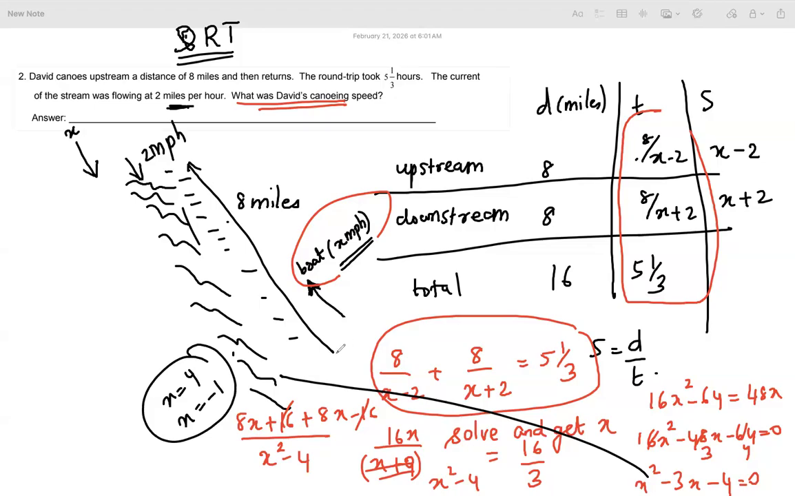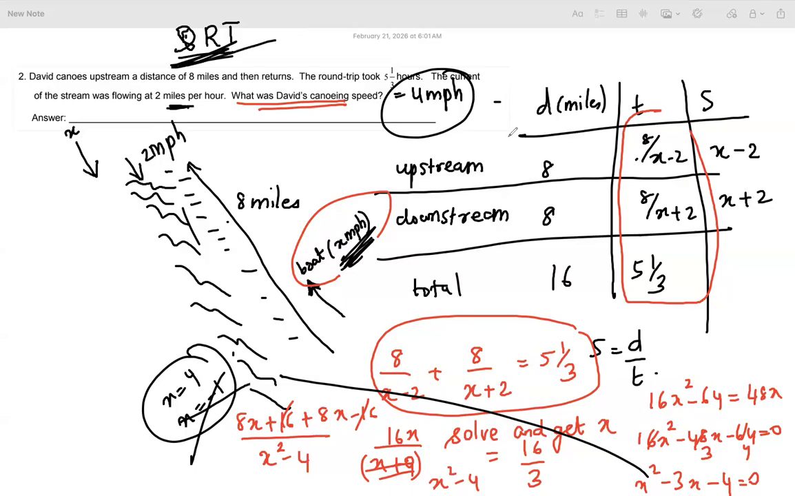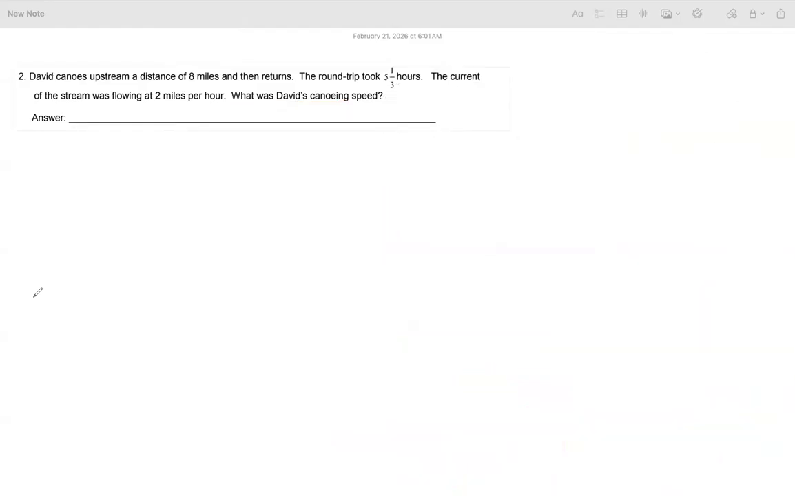Makes sense? But when you think about it, x is your speed in miles per hour, so minus 1 is an invalid value. So your boat or canoe speed is 4 miles per hour. Any questions? If you put the table for distance, rate, time, please put the columns as distance, rate, time. See the units: this is miles per hour, this is miles per hour, and this is in hours. So if you put the table, everything becomes so easy and you know where to write the equation.